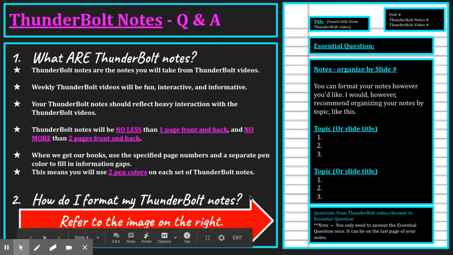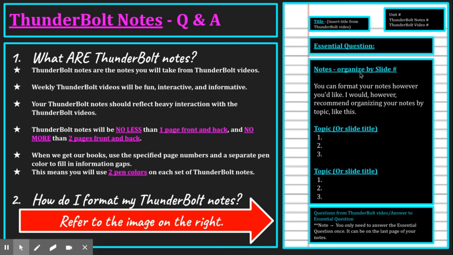How do I format my Thunderbolt notes? Let's look at this image on the right. So we have your paper here. On the upper right-hand side, we'll have our unit number. Obviously, we'll start with Unit 1. You'll have your Thunderbolt notes number and your Thunderbolt video number.